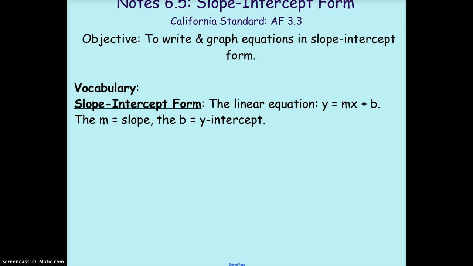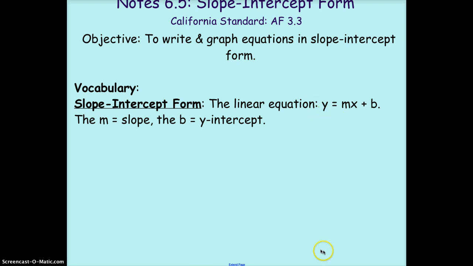Slope-intercept form is the linear equation y equals mx plus b. We already know that m stands for the slope. Now, the new one that we have is b, the y-intercept. The reason we don't use y is that we already have a y in the problem up in the front.